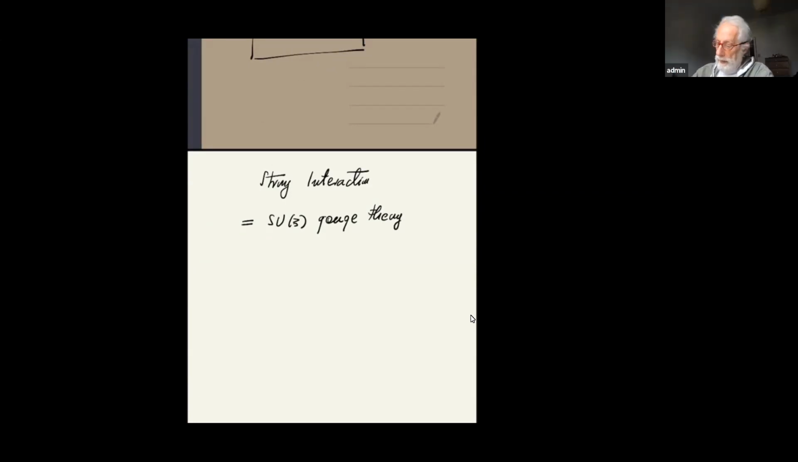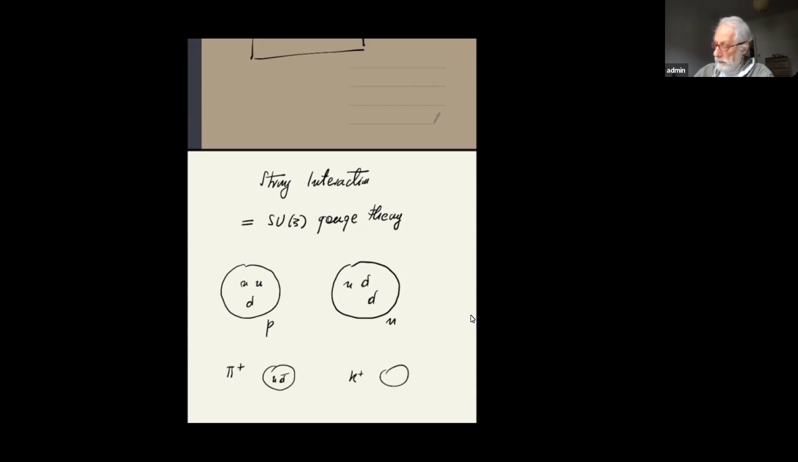Now, it all started with the fact that protons and neutrons seem to be made out of quarks. Everything tells us that they are made out of quarks, like the deep inelastic scattering. This is proton and neutron. Then we have mesons like pions, for example, pi plus, which is u d bar, and so on. K plus is u s bar, and so on and so forth.